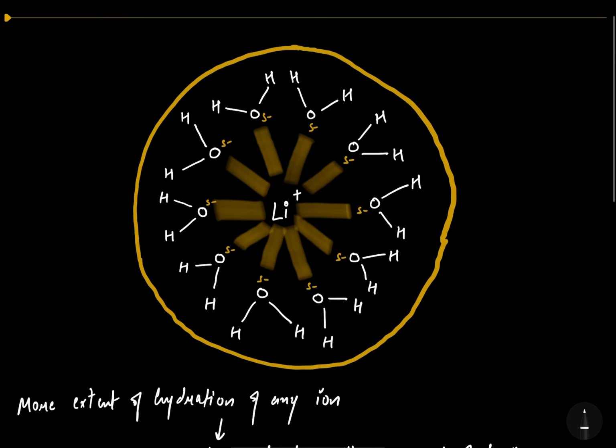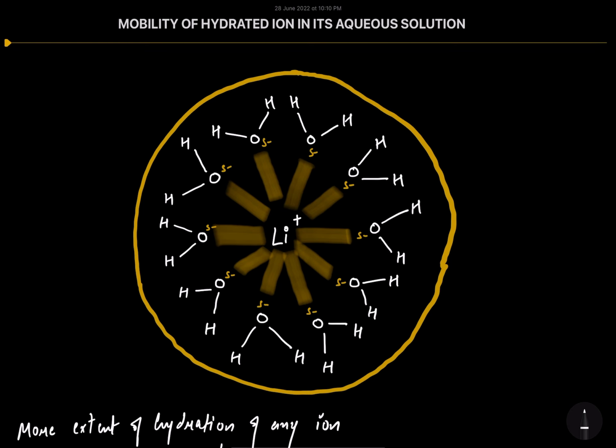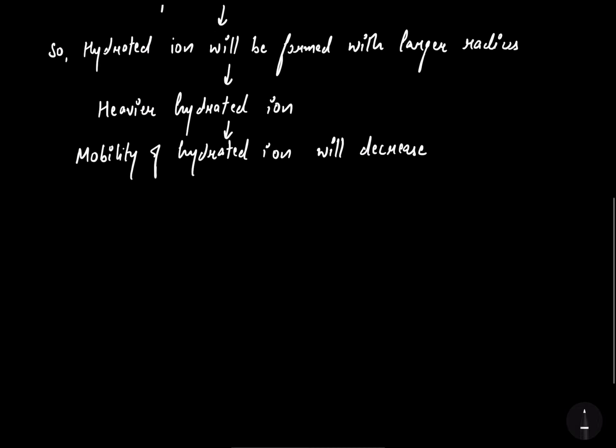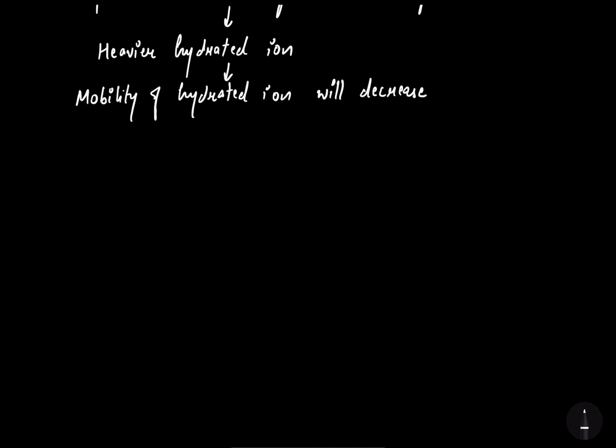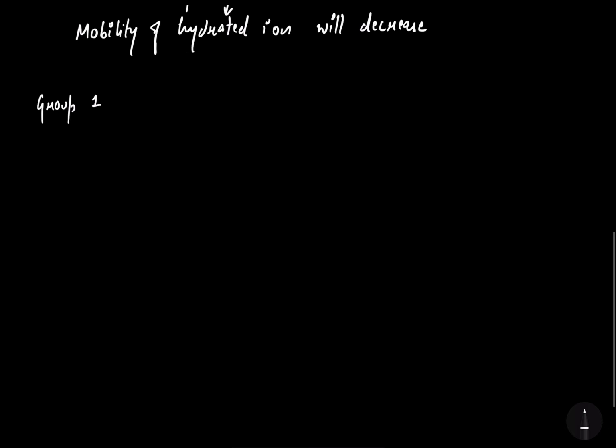So now let's talk about the trend of the mobility of hydrated ion down the group in a product table. I'm taking the example of group number 1. Let's talk about group number 1. The group number 1 ions are lithium positive, sodium, potassium, rubidium, cesium, francium.